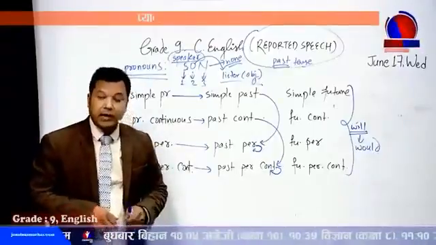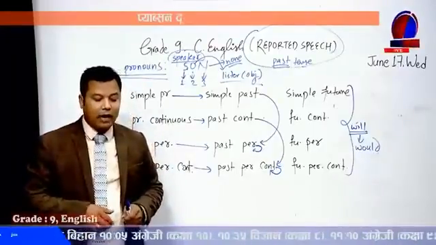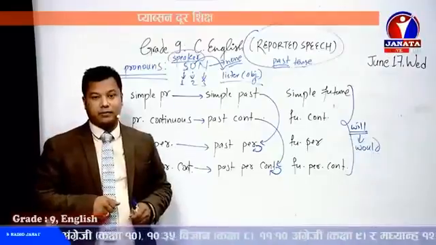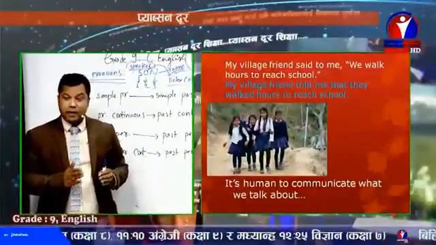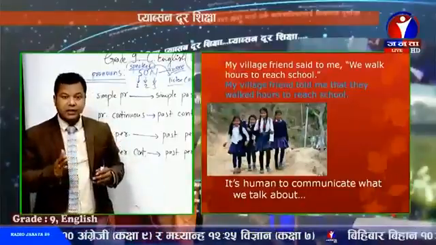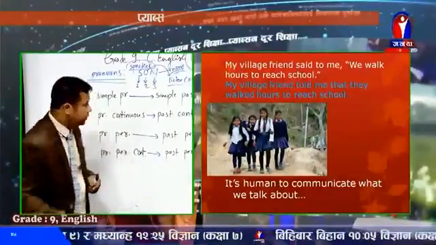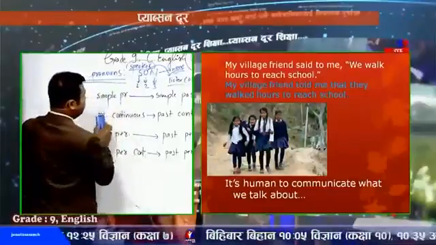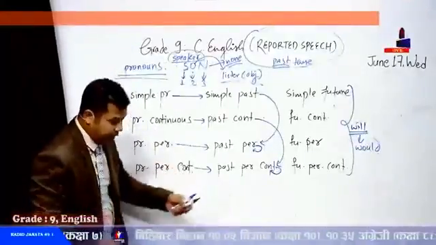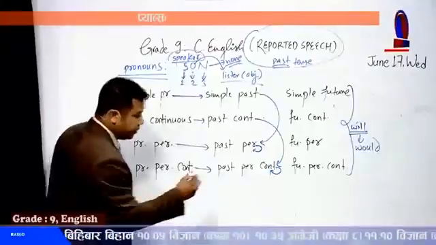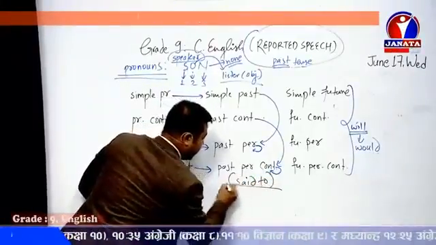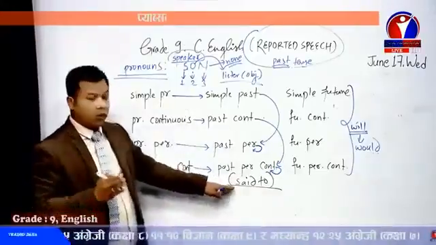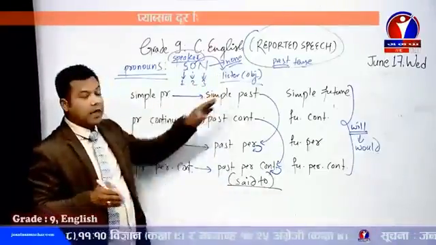My village friend said to me, we walk hours to reach school. So look at this first example, in white texture. My village friend is the speaker. Said to is the reporting verb. With the reporting verb, if I can just draw it here, I think this is covered. See, said to. Basically, said to is always the reporting verb to show the example of direct speech.